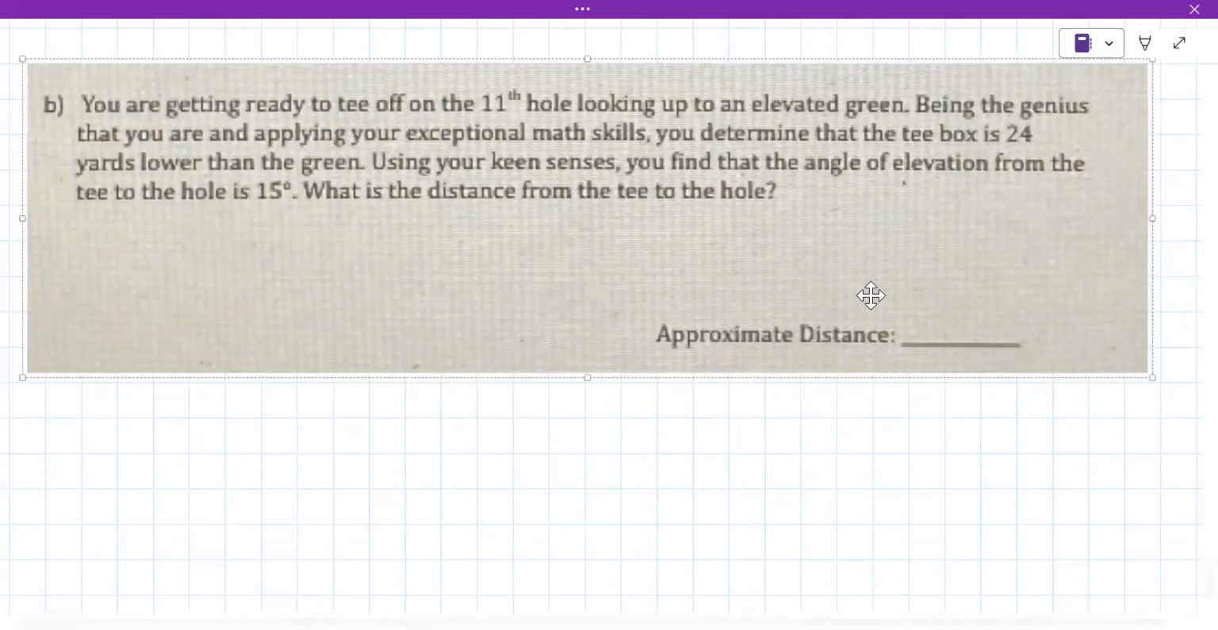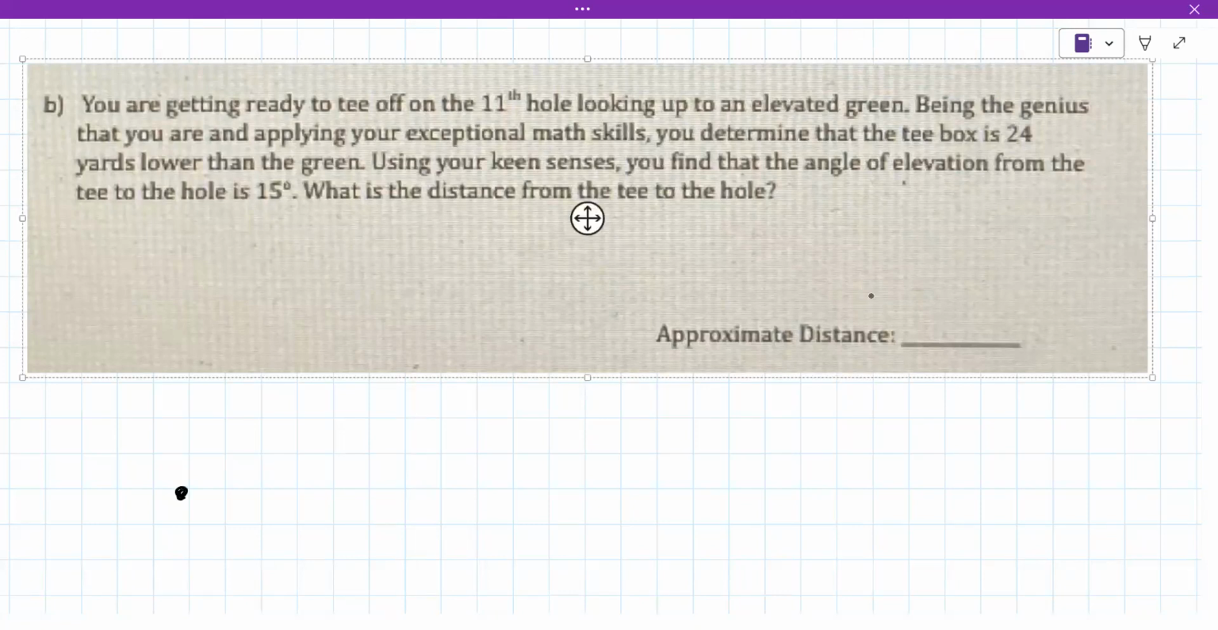You're getting ready to tee off on the 11th hole, looking up into an elevated green. Being the genius that you are and applying your exceptional math skills, you determine that the tee box is 24 yards lower than the green. Using your keen senses, you find that the angle of elevation from the hole to the tee is 15 degrees. What is the distance from the tee to the hole?